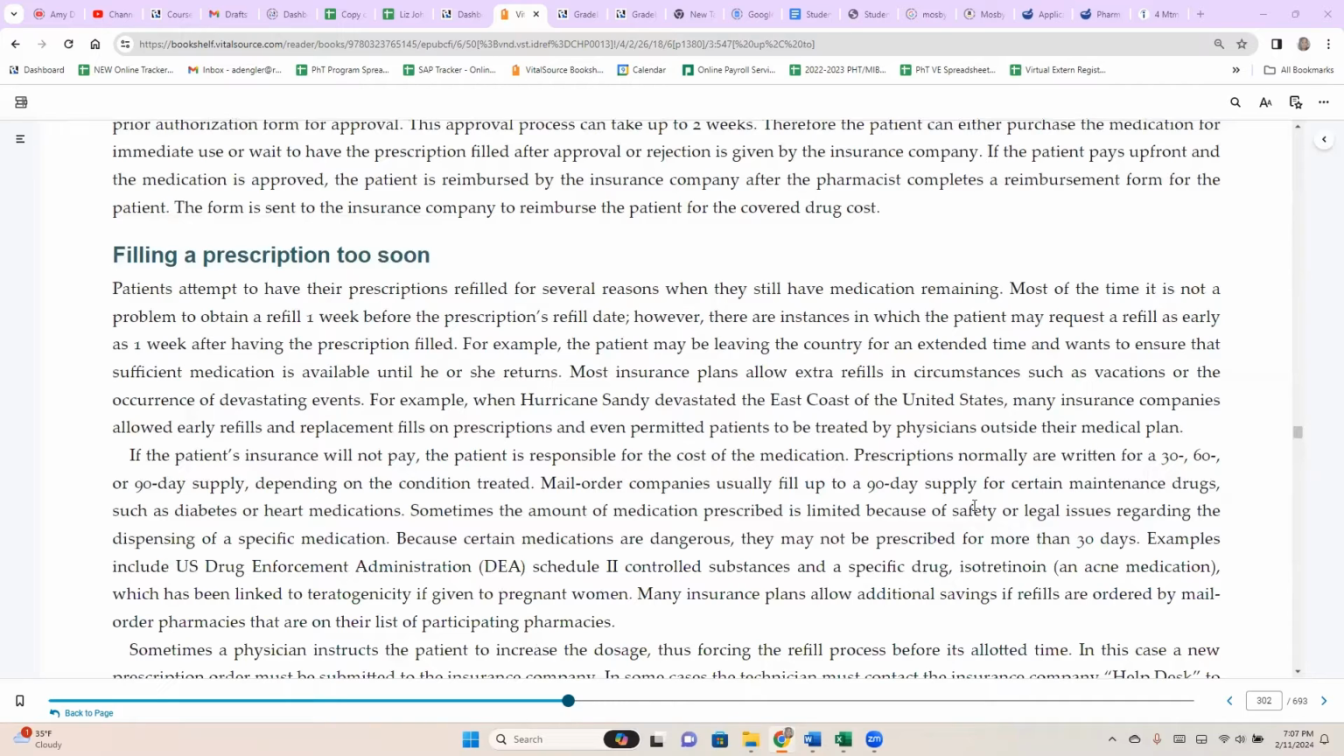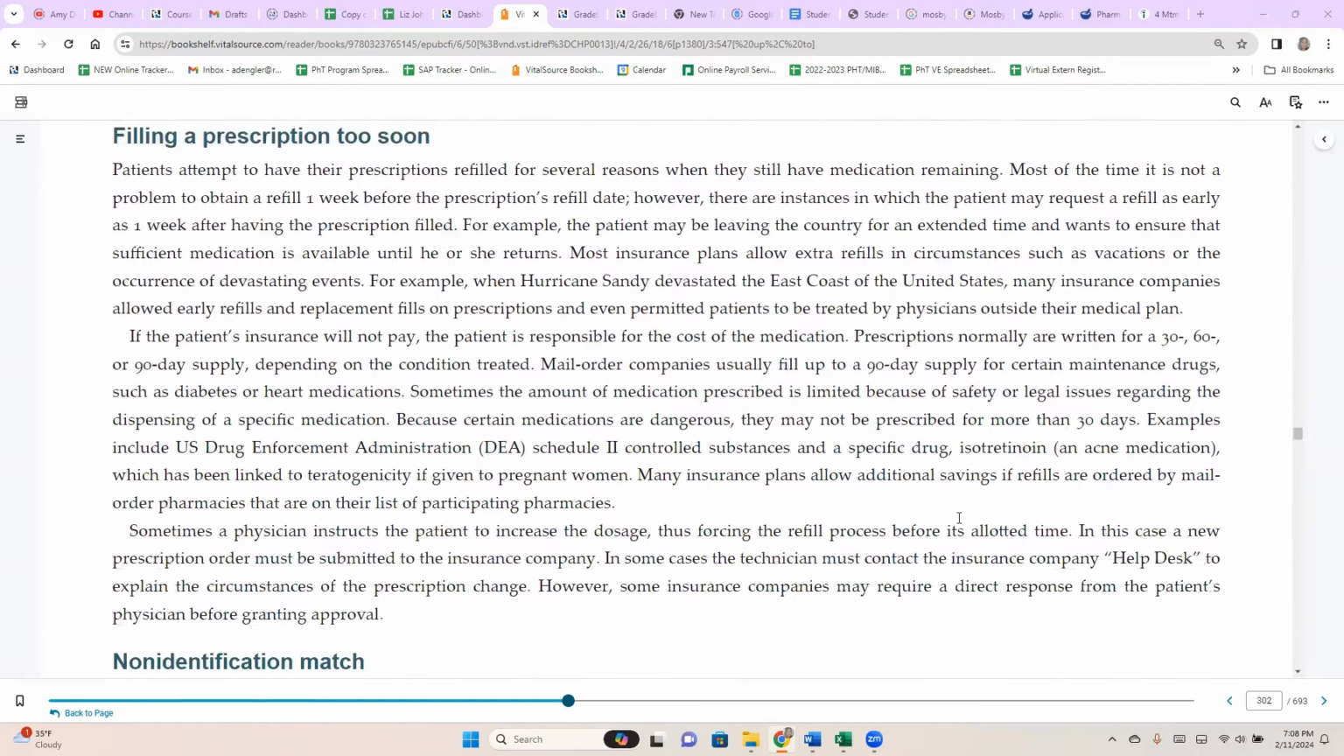Sometimes the amount of medication prescribed is limited because of safety or legal issues regarding the dispensing of a specific medication. Because certain medications are dangerous, they may not be prescribed for more than 30 days. Examples include U.S. Drug Enforcement Administration Schedule II controlled substances and a specific drug, isotretinoin, an acne medication, which has been linked to teratogenicity if given to pregnant women. Many insurance plans allow additional savings if refills are ordered by mail order pharmacies that are on their list of participating pharmacies.